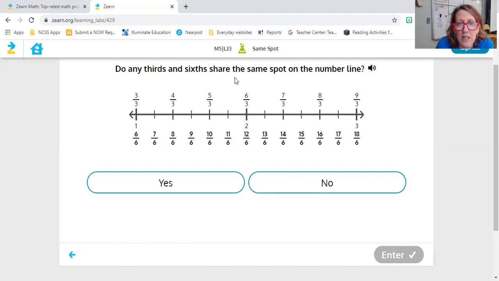Do any thirds and sixths share the same spot on the number line? So if we were to look at this number line down here, does it line up with any of the numbers up here? And we look right here, and yes, it does. 3 places match.